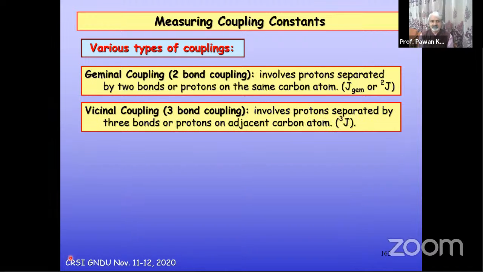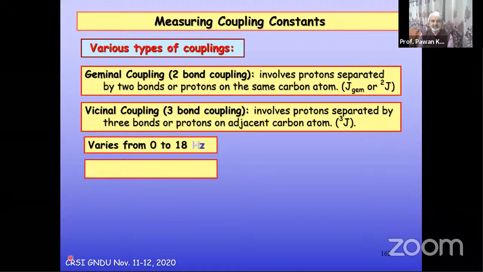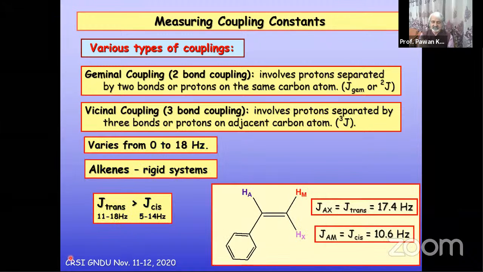Second is the vicinal coupling, that is, the 3-bond coupling. That means protons which are separated by 3 bonds on adjacent carbon atoms, and we denote it by Jvicinal or by 3J, where 3 is a superscript on the left. It varies from 0 to 18 hertz. In the case of alkenes, that means in rigid systems, J trans is always greater than J cis. Say, for example, JAM is vicinal and JAX is also vicinal. But in rigid systems like alkenes, J trans is always greater than J cis.